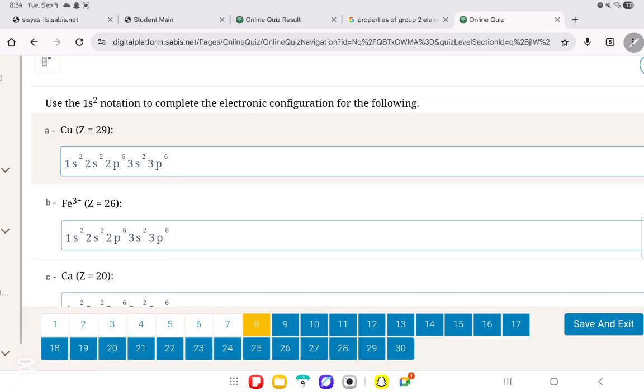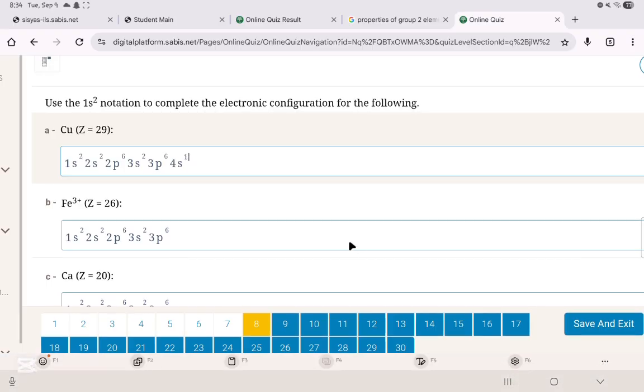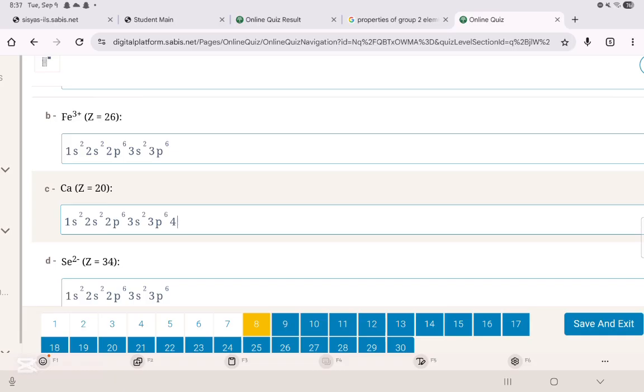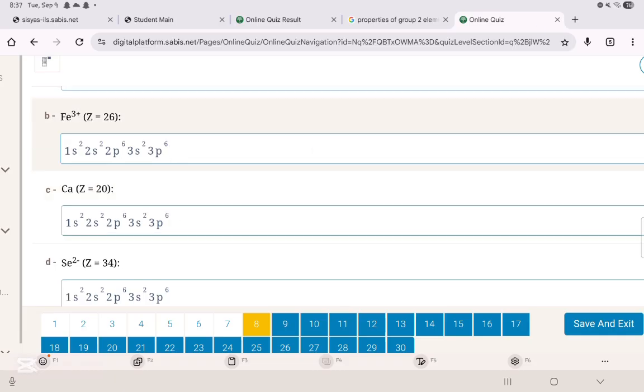So for copper, it's going to be 1s2, 2s2, 2p6, 3s2, 3p6, 4s1, then 3d10. So now we move on to Fe3+. It is 1s2, 2s2, 2p6, 3s2, 3p6, and 3d5. So this is the answer. But now we need to find out why it ends with 3d5.